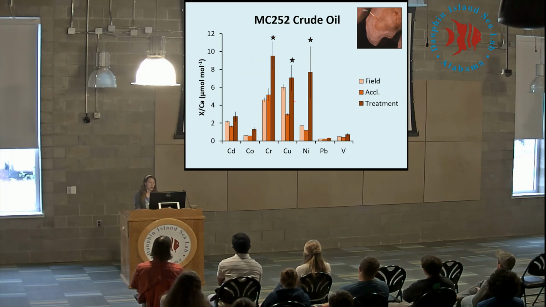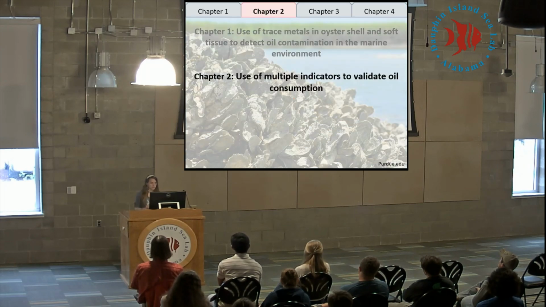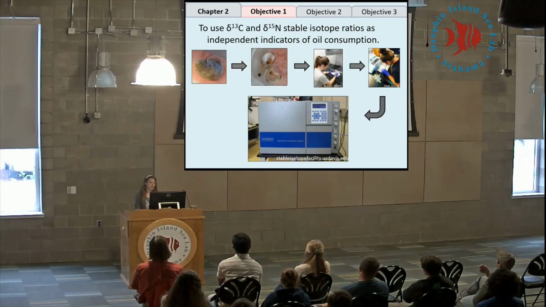Of my treatments, the Macondo crude oil showed the most noticeable results. Zinc is not shown here, but the rest of my elements are, and you can see the same general pattern of high levels in the field, a drop during the acclimation, and an increase during the treatment periods. There was a statistically significant difference for chromium, copper, and nickel. Other treatments only showed a statistically significant difference for zinc. The crude oil is the only one that showed it for the chromium, copper, and nickel.